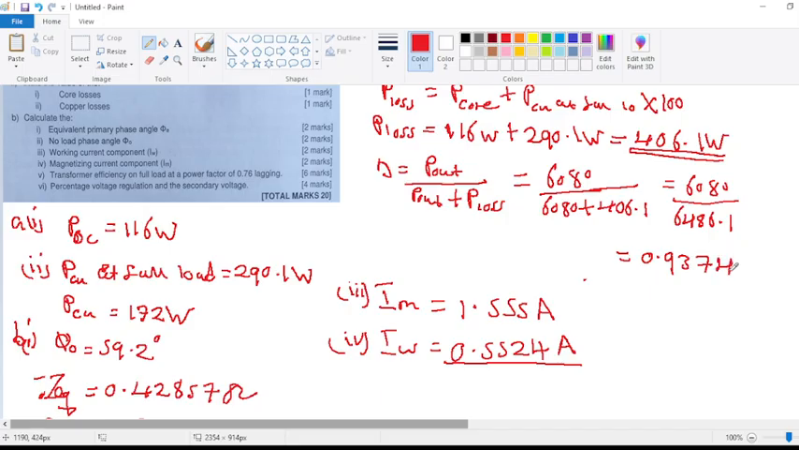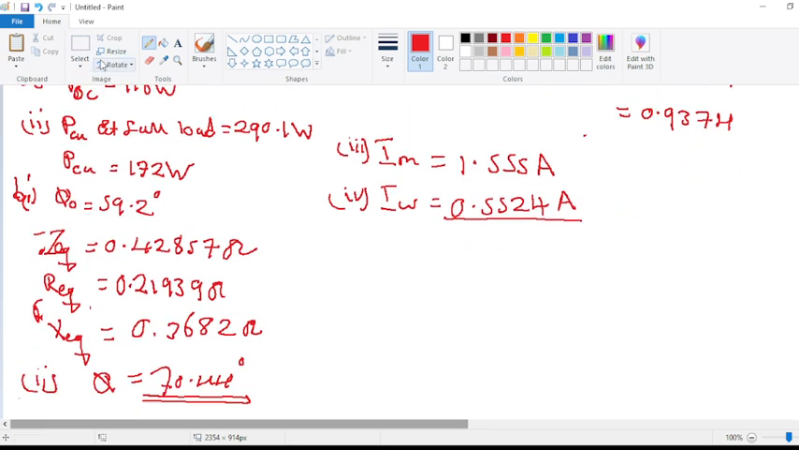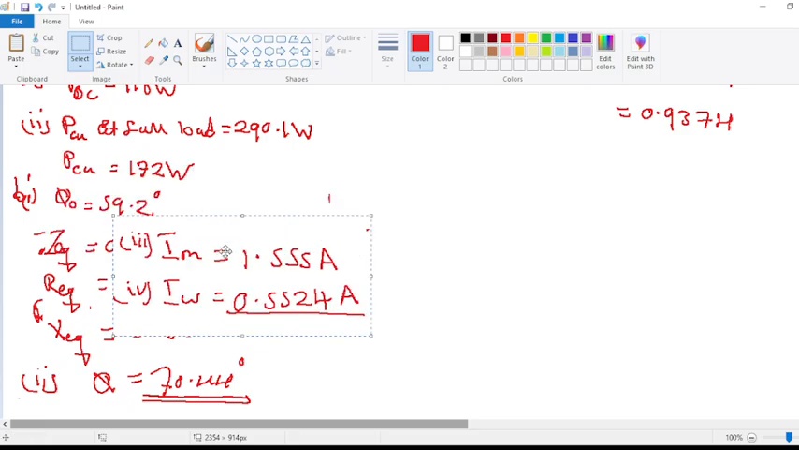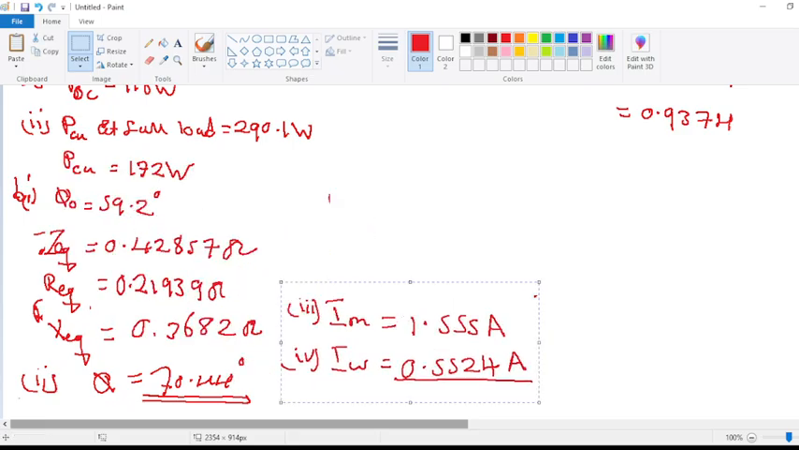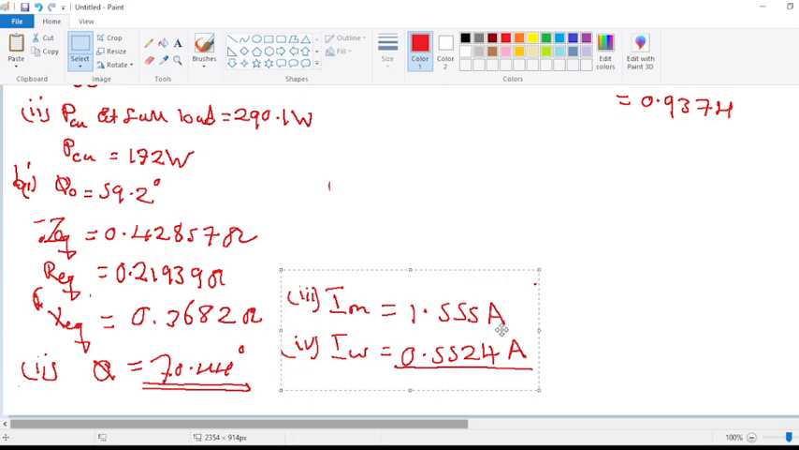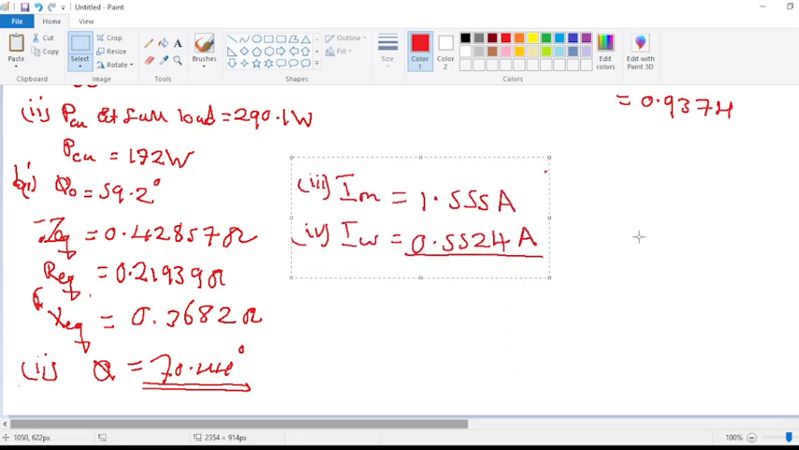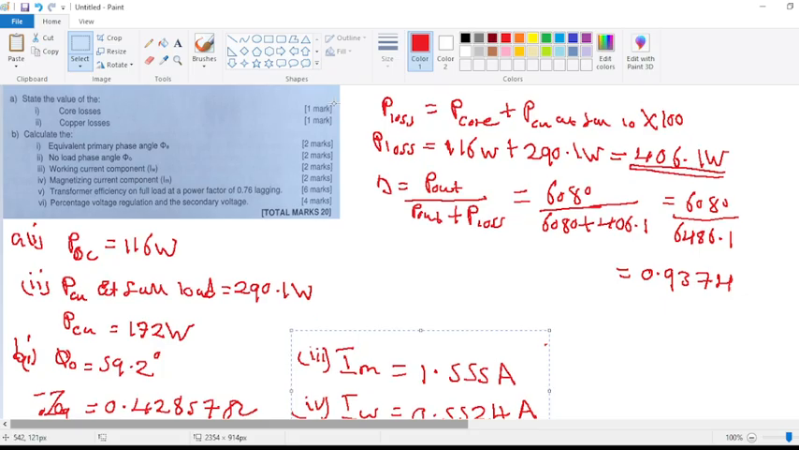So 0.9374 is our efficiency. If you want, you can leave this as a percentage. So how do you leave it as a percentage? You multiply everything by 100.